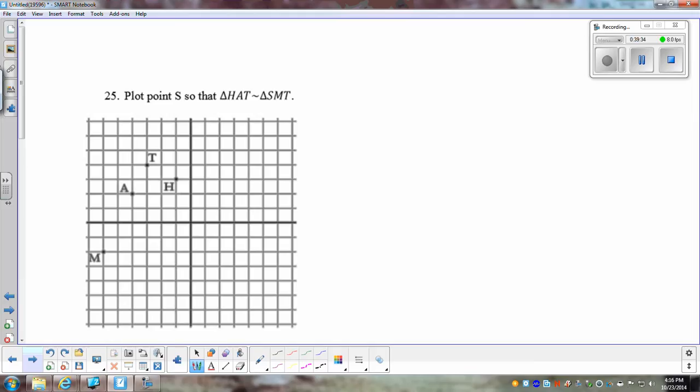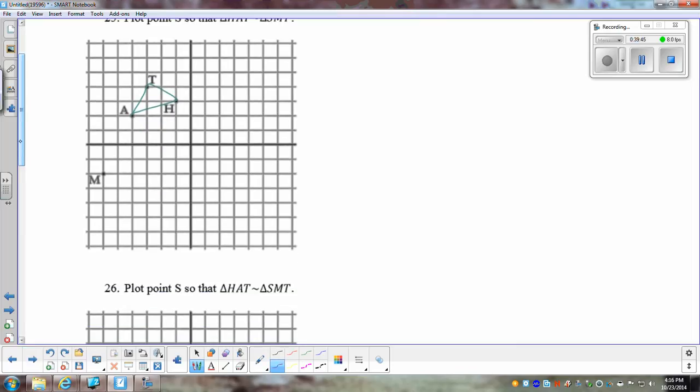Last page. Plot point S so that triangle HAT, which is this triangle right here, is similar to triangle SMT. Well, I need to find point S. I know it'll be over here because it has to be the same slopes. So I have 2 options here. First, I know I have parallel lines because I cut a triangle in pieces. So I know AH has a slope of up 1 over 3. AH is the slope of 1/3. So I know MS is also going to have a slope of 1/3.